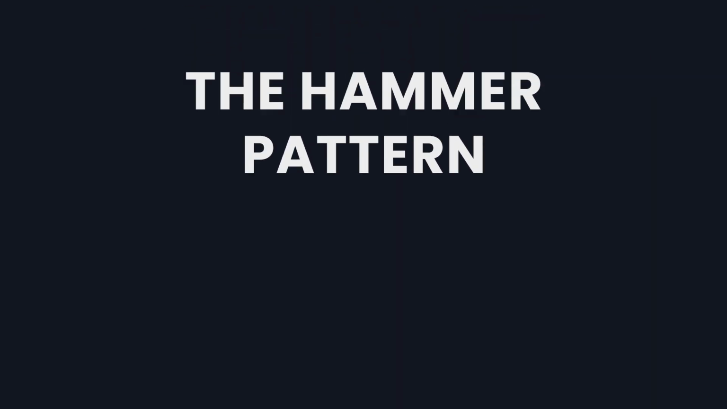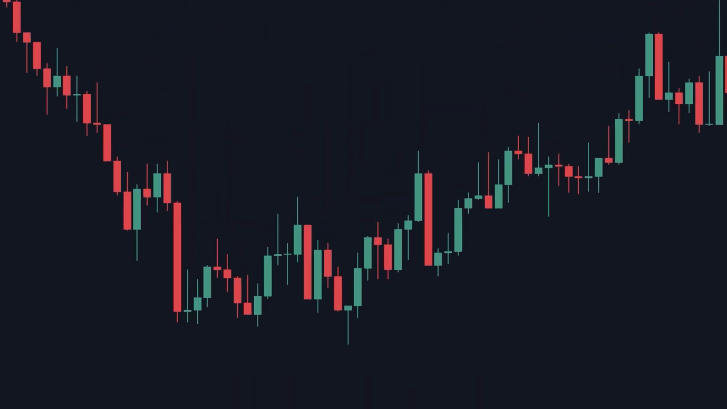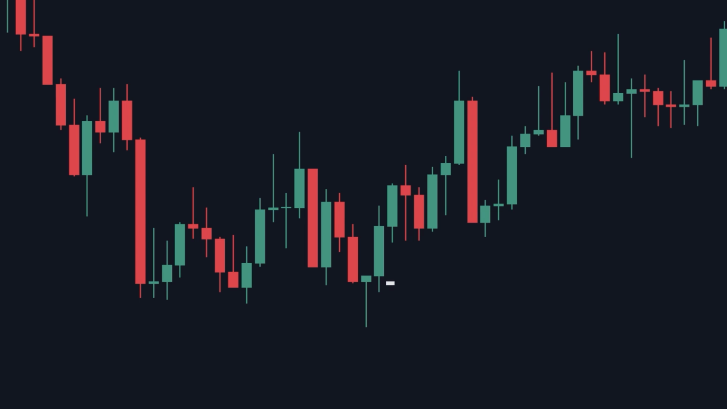2. The hammer. The hammer is a bullish pattern that usually shows up at the end of a downtrend. It has a small body near the top of the candle and a long lower wick that's at least 2 to 3 times the size of the body. The small body means there wasn't much difference between the opening and closing prices, while the long wick shows that sellers pushed the price down but buyers took control and pushed it back up.